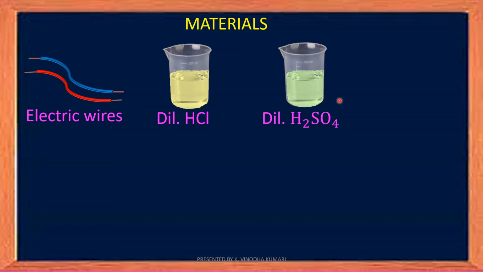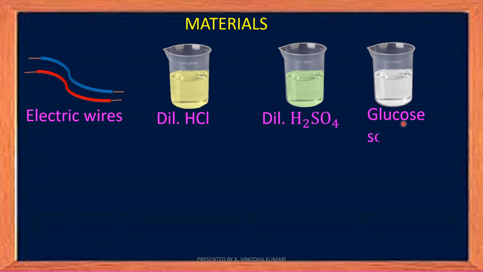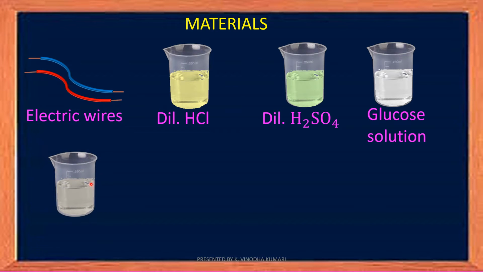Okay, and the next one is the glucose solution. So take some glucose in the beaker and add water. The glucose will dissolve in water. And the next one is some alcohol. You take some alcohol and add a few ml of water to that. So like that we have to prepare the four solutions: HCl, H2SO4, glucose and alcohol.